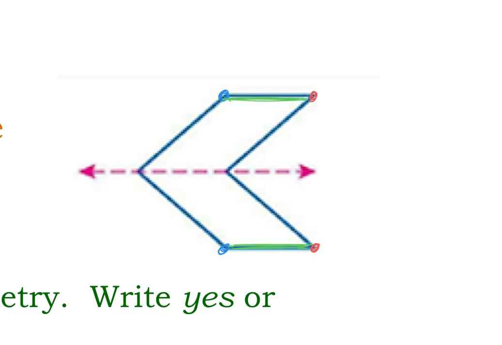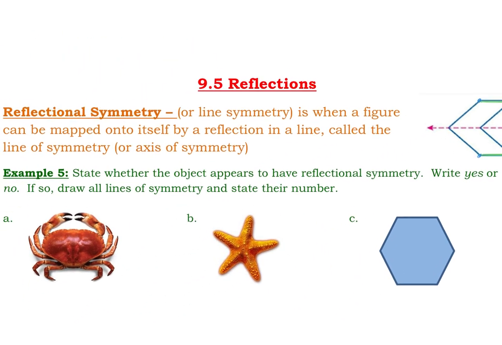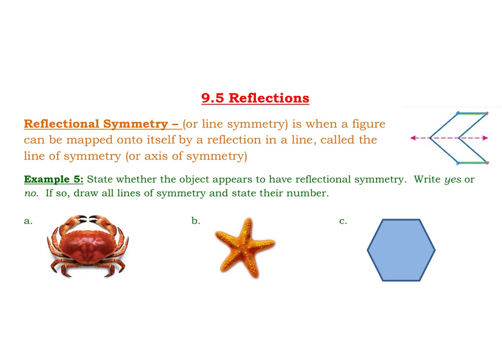Okay, so with these questions, they're very simple to answer. It says, state whether the object appears to have reflectional symmetry, aka can it be folded in half? Yes or no? If so, draw all the lines of symmetry, aka draw the lines where you would fold it. And then state their number. So the question there is asking, once you fold it in half, can you unfold it and fold it in half another way and still have everything line up? Well, with this shape, we couldn't, right? Because it only lines up that one way.